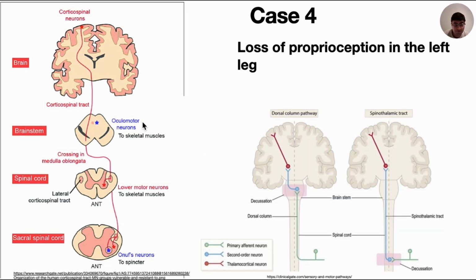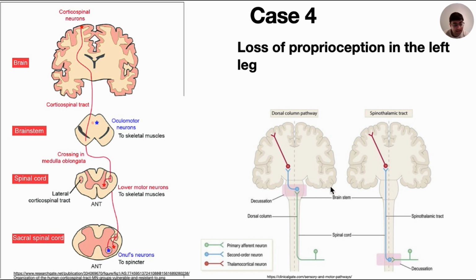Right, let's move on to case 4. So now we're talking about sensory problems. So in this case, a patient has loss of proprioception in the left leg. Which sensory tract are we talking about when there's a loss of proprioception? We're talking about the dorsal column pathway.